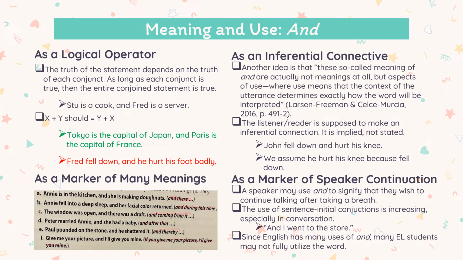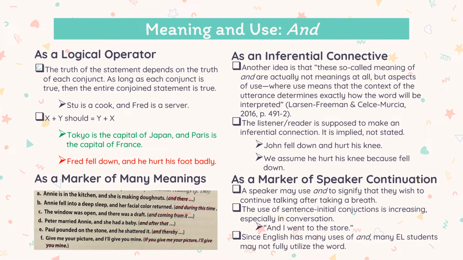Another way that you can use or think of "and" is as a marker of many meanings. This is a picture from the textbook that shows all of the different ways that we can use the word "and." Annie is in the kitchen and she is making donuts, so that means "and there." Annie fell into a deep sleep and her facial color returned, and that means "and during this time." The window was open and there was a draft, and that means "and coming from it." Peter married Annie and she had a baby, and that means "and after that." Paul pounded on the stone and he shattered it, and that means "and thereby." Give me your pitcher and I'll give you mine, and that means if you give me your pitcher, I'll give you mine.